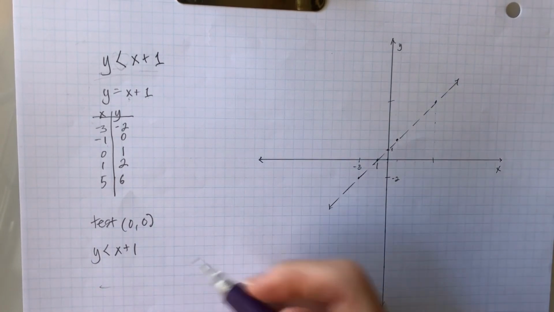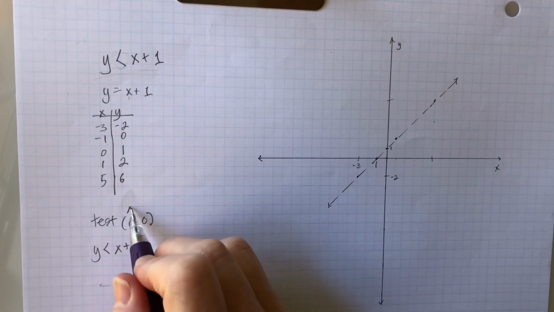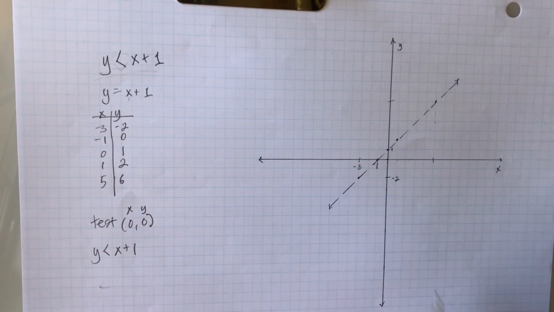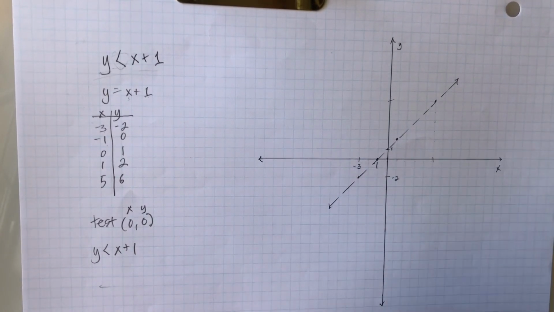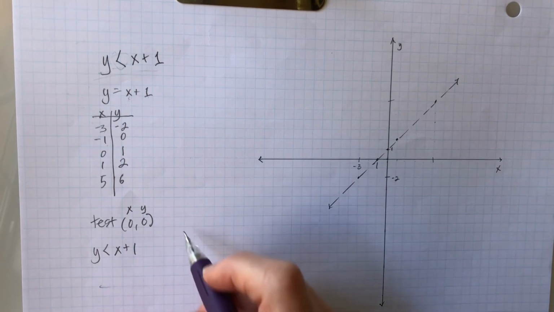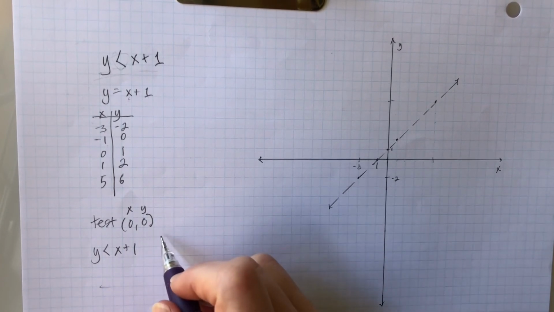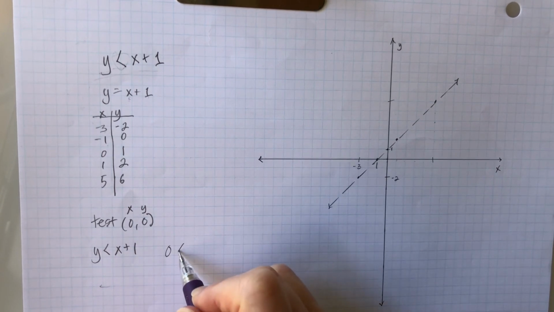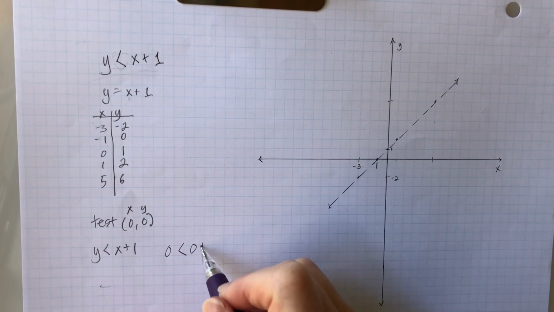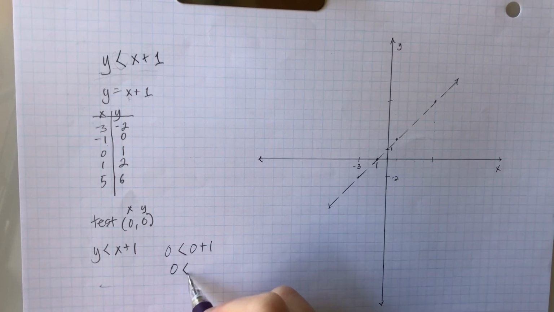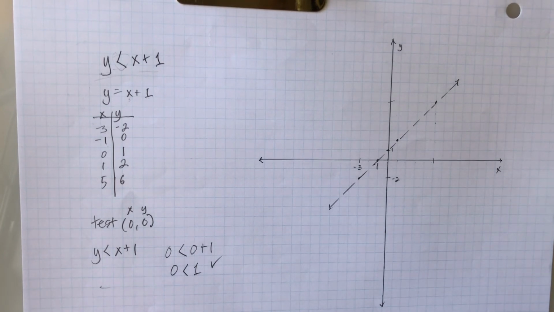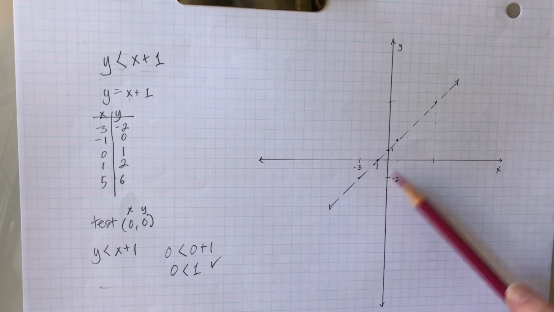Now, we will plug those values in. Now remember, this is x, this is y. They happen to be the same in this case. In other cases, you may not be able to use that point, so just keep track of what's x and what's y. So we plug that in, and we get, okay, so y is 0 is less than, and then x is 0 plus 1. So 0 is less than 1, and that is true. So that means we shade that side of the line. And so that's over here.